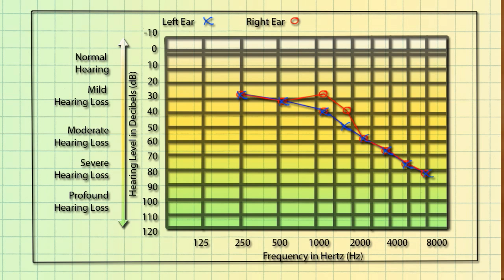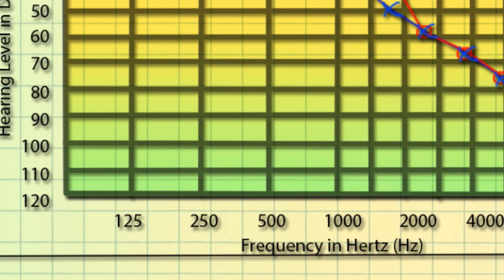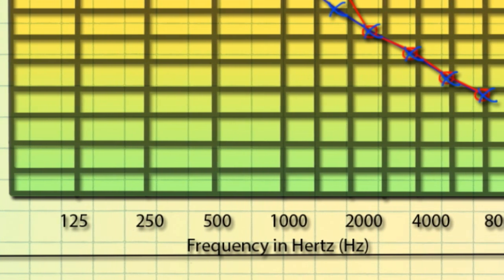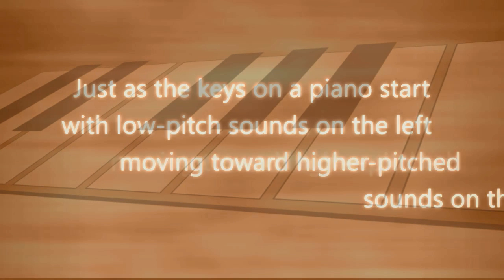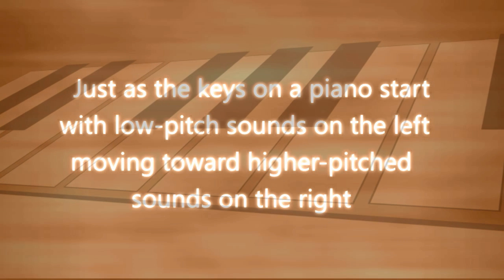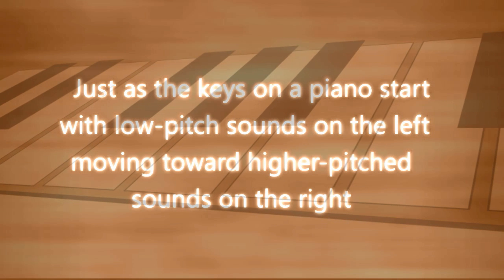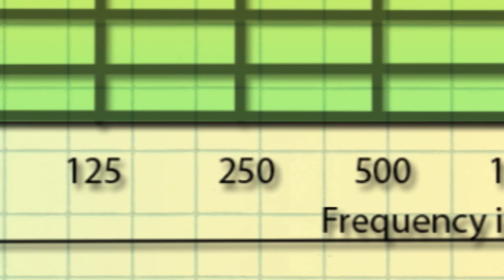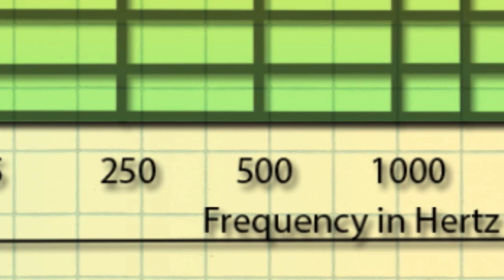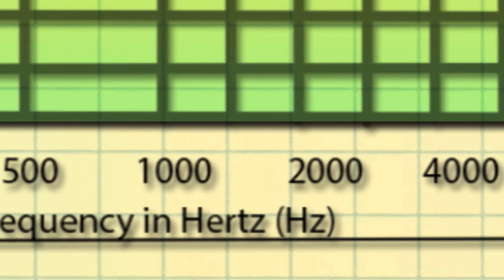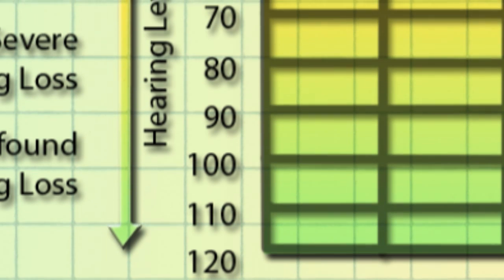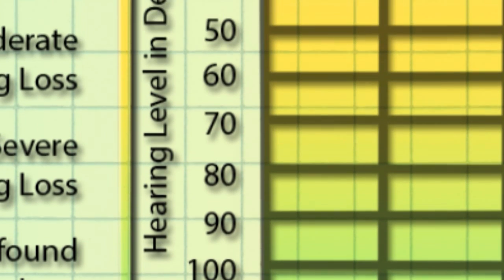The audiogram is a graph. Along the bottom, or x-axis, the pitch of each different sound is represented using frequency in hertz. Just as the keys on a piano start with low-pitched sounds on the left moving toward higher-pitched sounds on the right, the frequencies marked on the audiogram start with the lower-pitched sounds or frequencies on the left and move to higher-pitched sounds or frequencies on the right. The numbers shown along the left side or y-axis of the audiogram represent how loud the sounds are and are noted in decibels or dBHL.